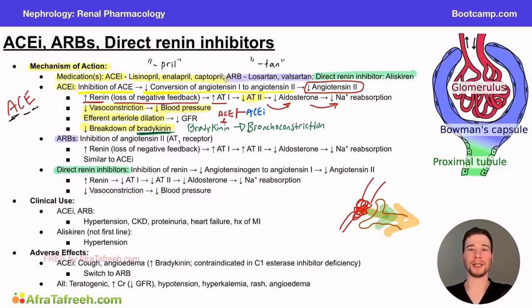Next, I want to move on to the angiotensin receptor blockers. Again, it's really important to think about where do these medications act in the pathway. We know the general RAS pathway, but where this one acts is that it actually inhibits the angiotensin 2 at the angiotensin 1 receptor.